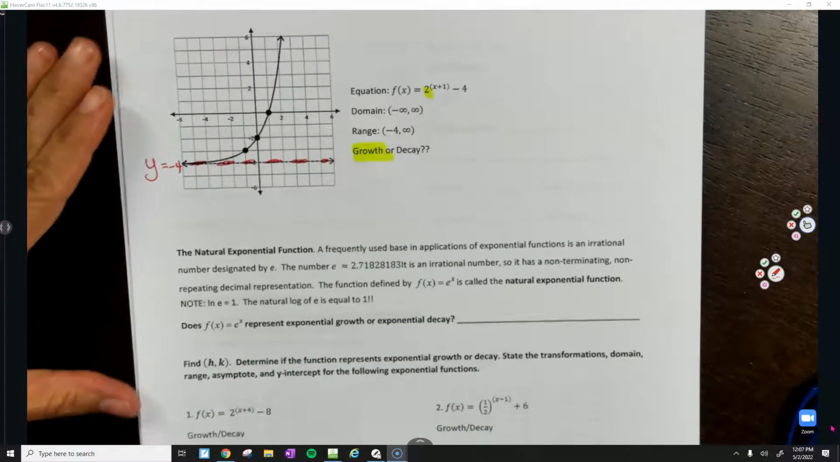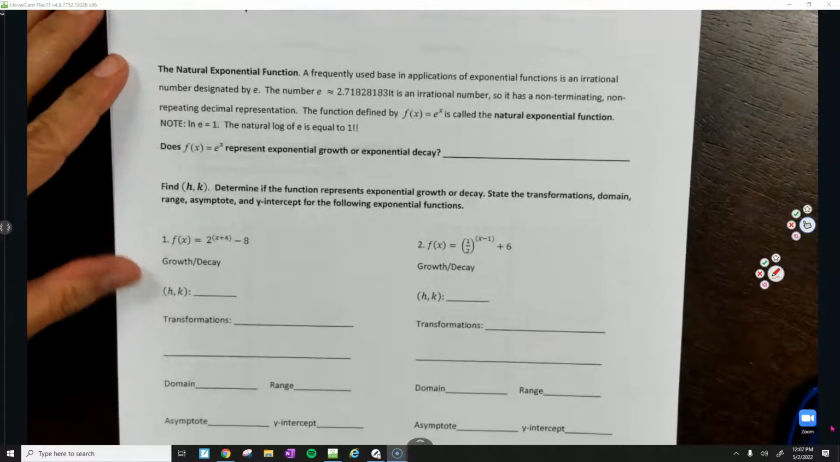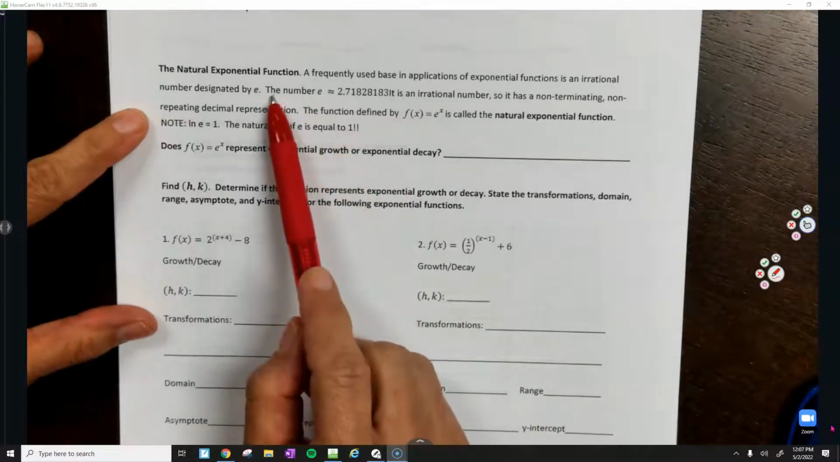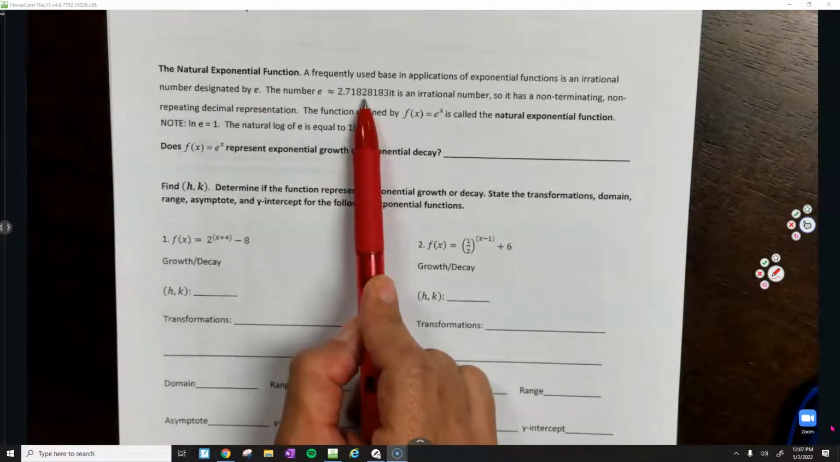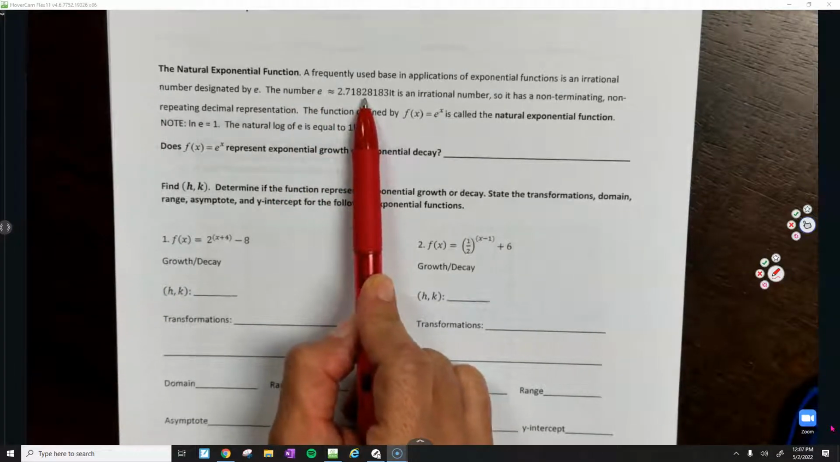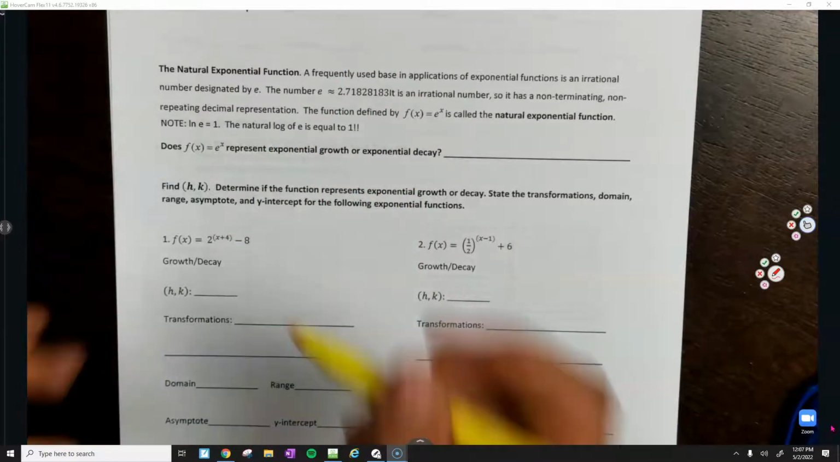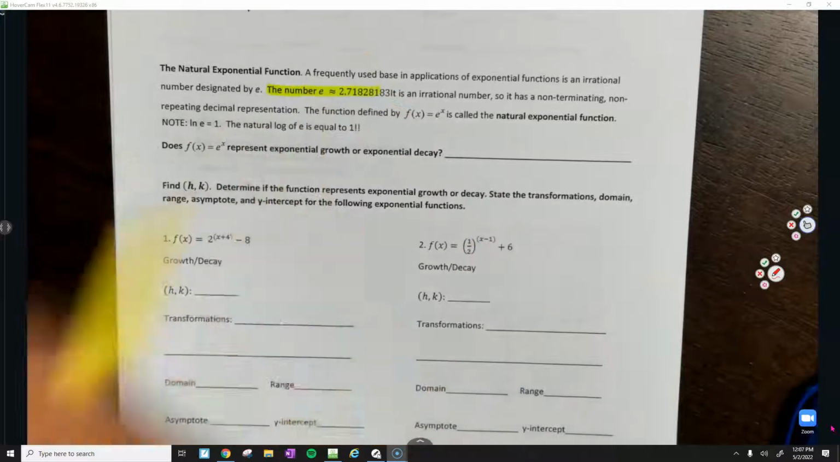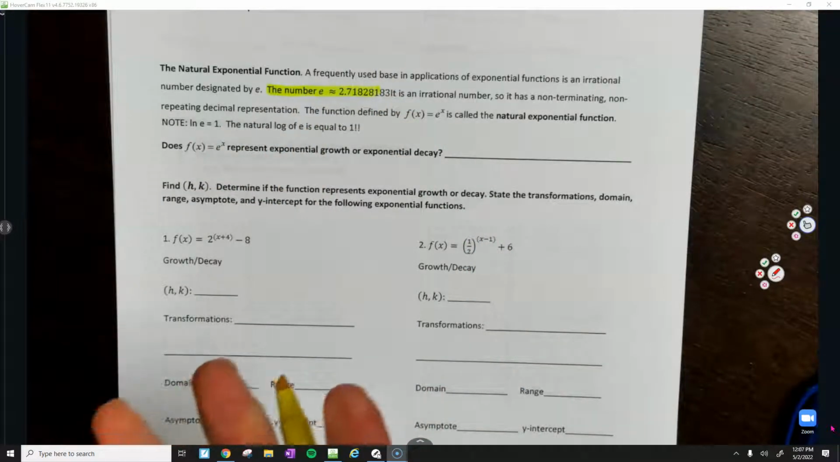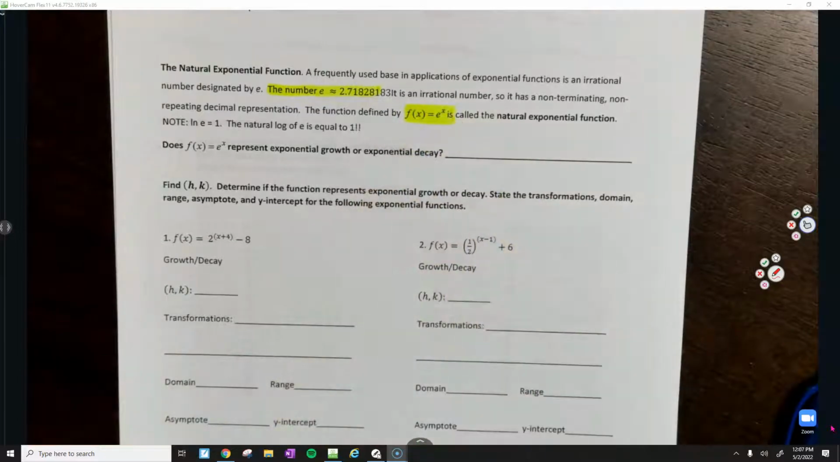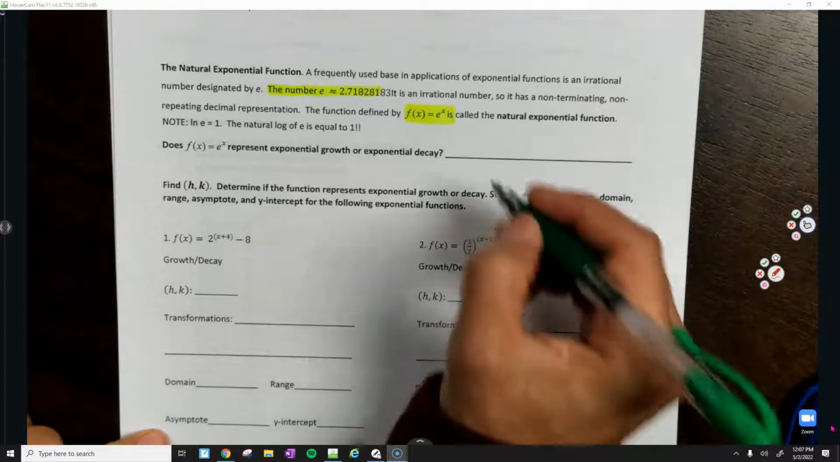With exponential functions, we have the natural number e, which is a ratio that appears in nature. That's why they call it the natural number. It behaves like pi. It never ends and it never repeats. The main takeaway from this is that the natural number rounds to 2 point something, which means the natural exponential function is going to be a growth.